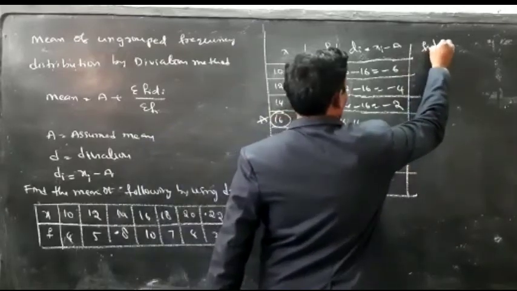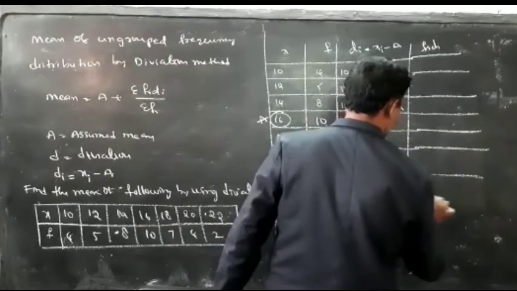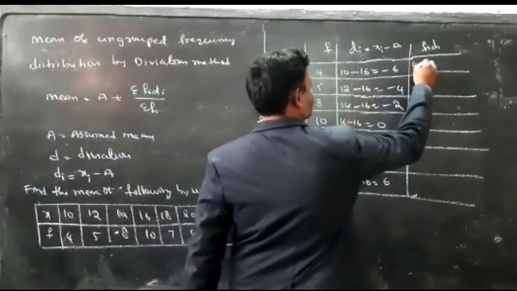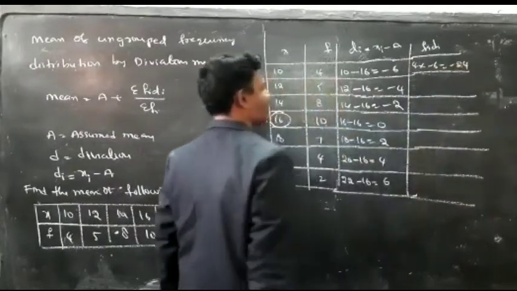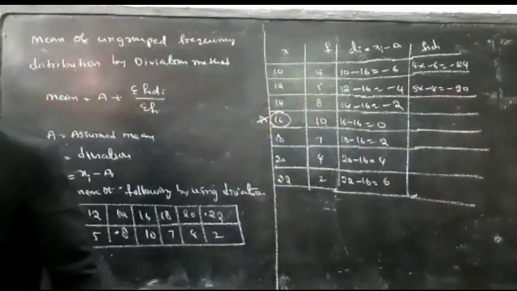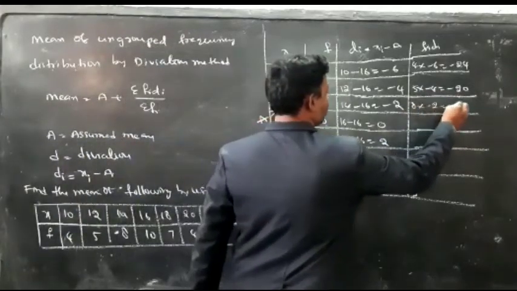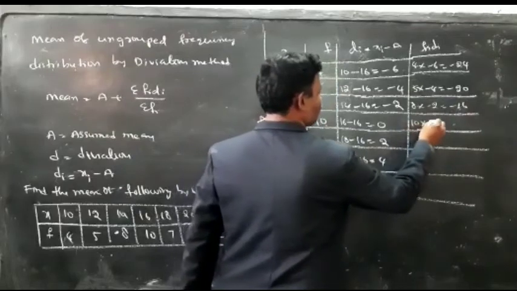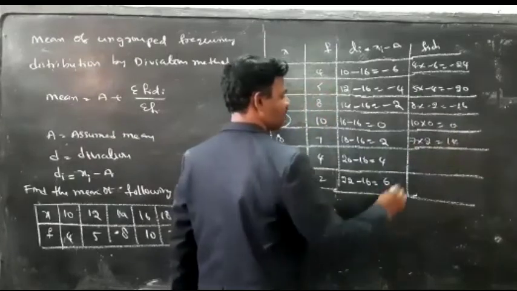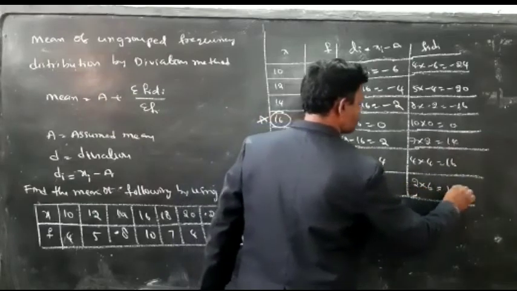Next, what do I need here? fi di. To find fi di, you have to find the product of fi and di. 4 into minus 6 is minus 24. Then 5 into minus 4 is minus 20. Next, 8 into minus 2 is minus 16. 10 into 0 is 0. Next, 7 into 2 is 14. 4 into 4 is 16. 2 into 6 is 12.